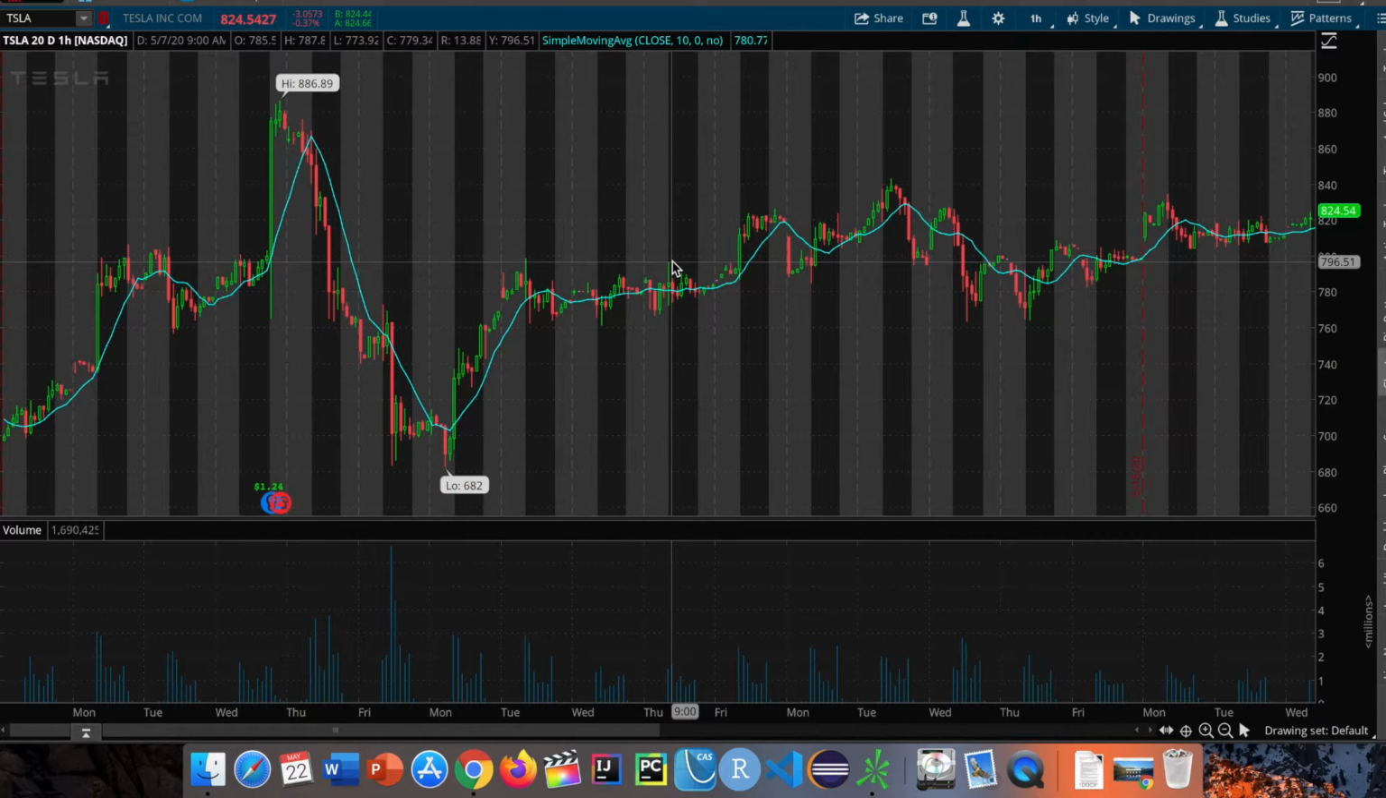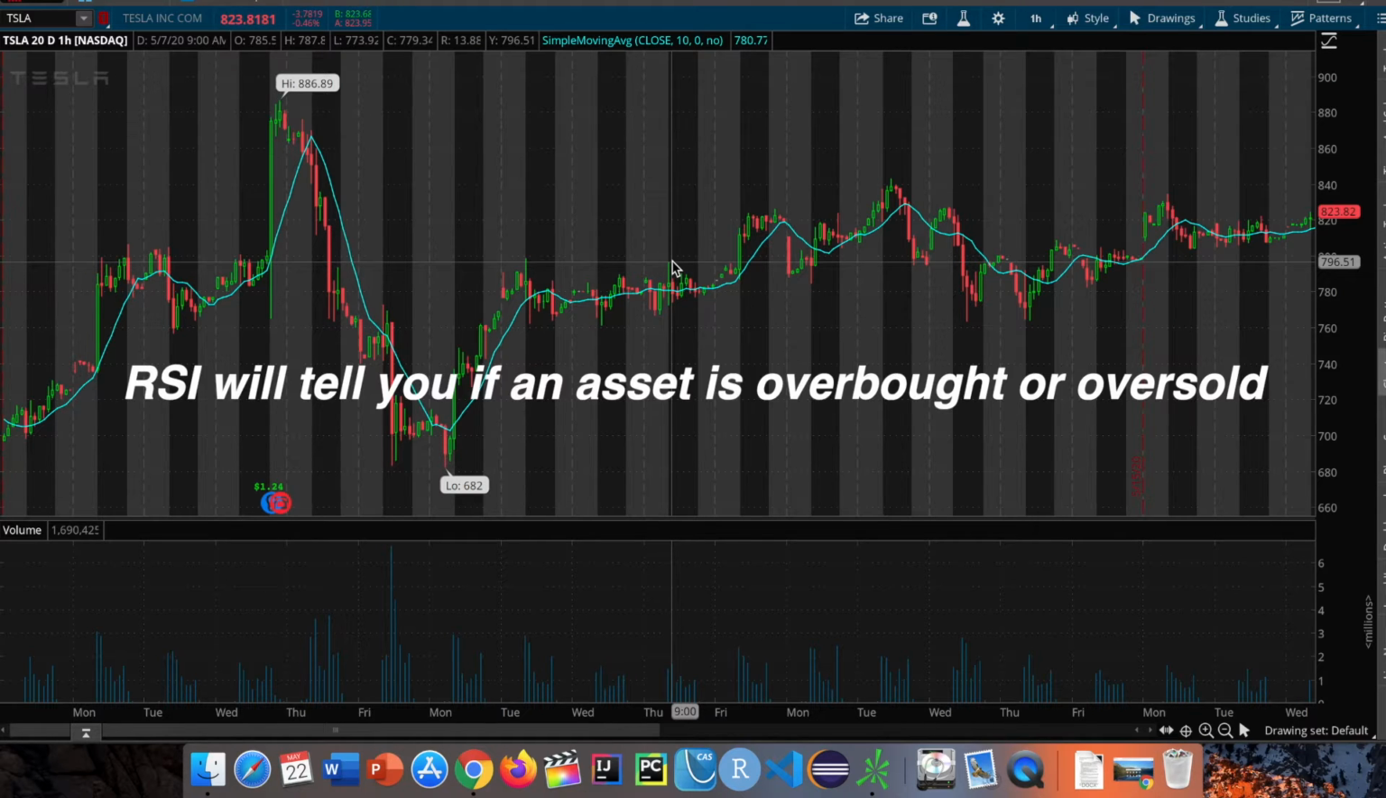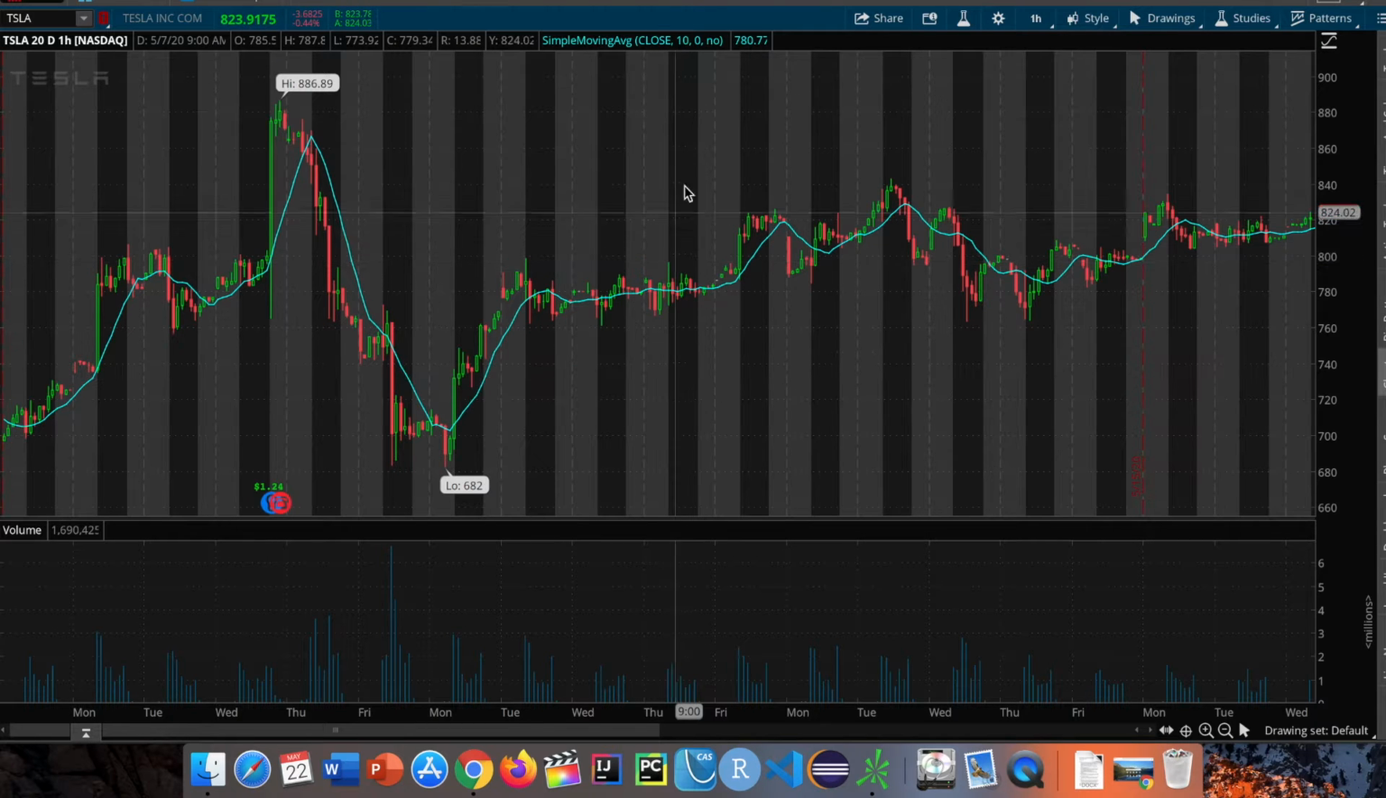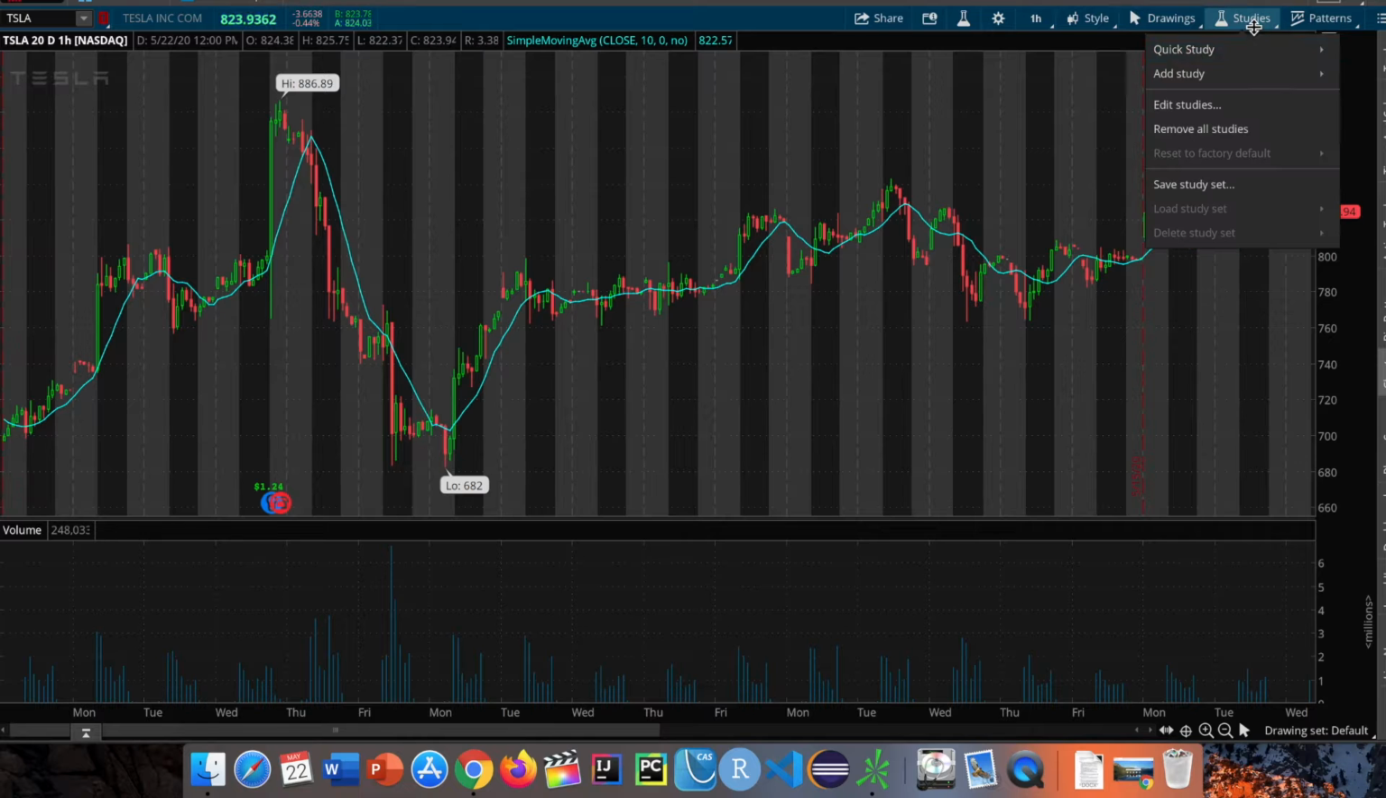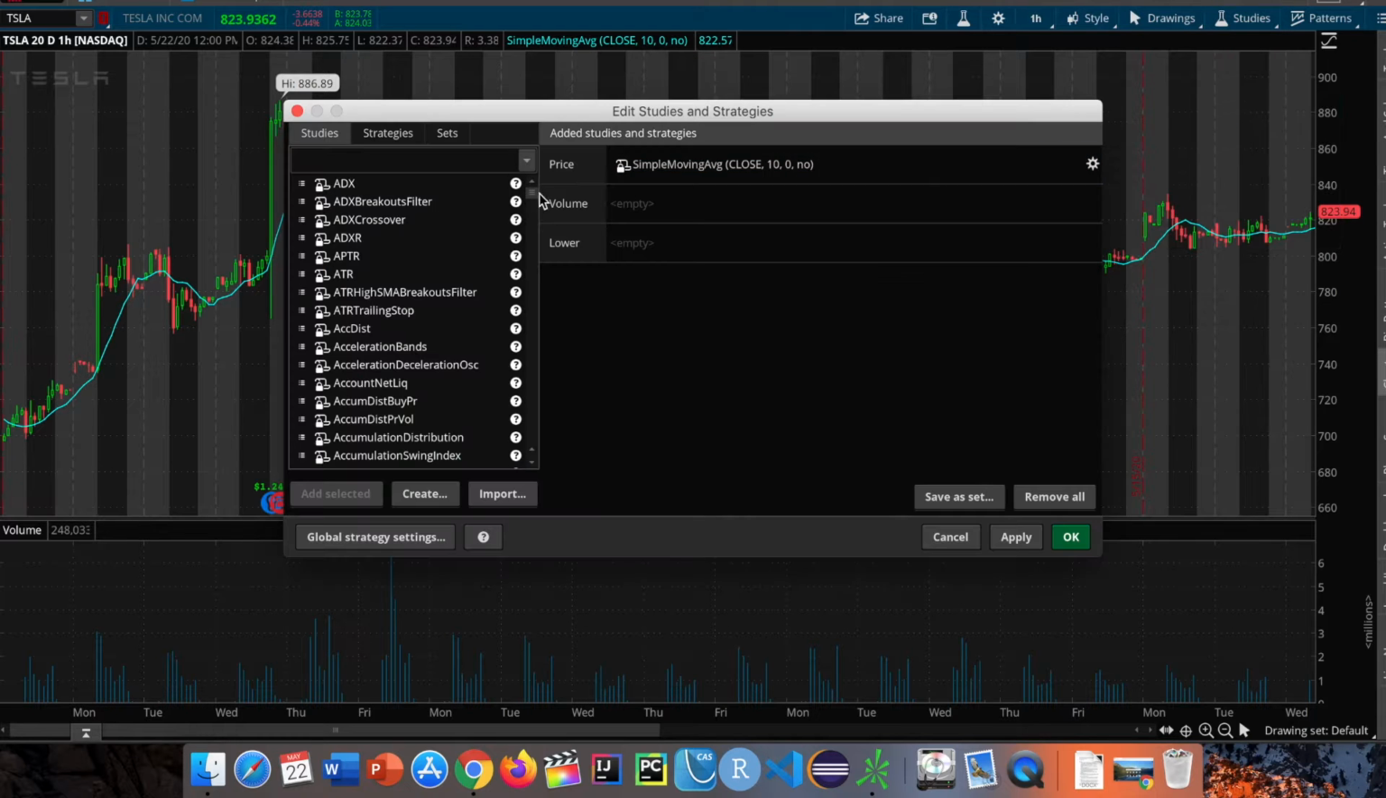So first of all, what is the RSI? The RSI is a relative strength indicator, which is a momentum indicator. It's also known as an oscillator, and it measures the relative internal strength of a stock, commodity, ETF, forex currency, or whatever asset you are trading against itself, which will essentially tell you if an asset is considered overbought or oversold. In order to add the RSI indicator, all you do is go up here to studies, edit studies, and then search up RSI.